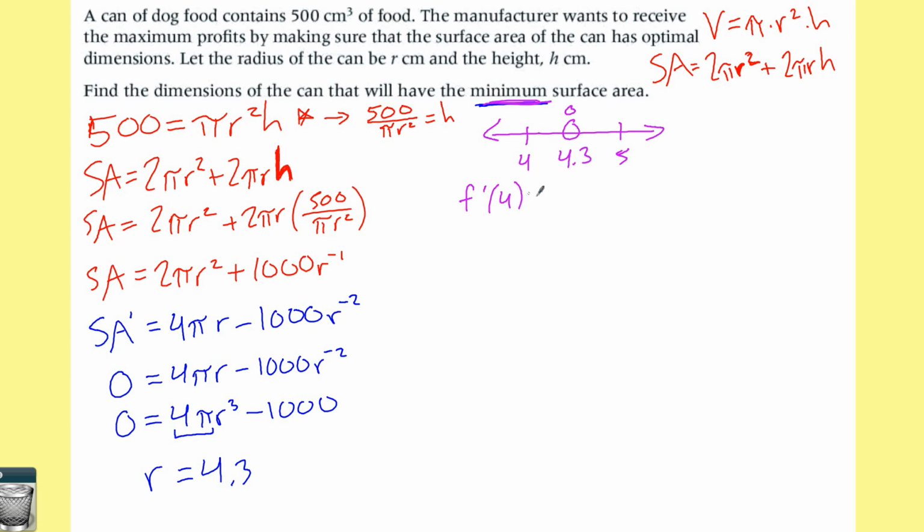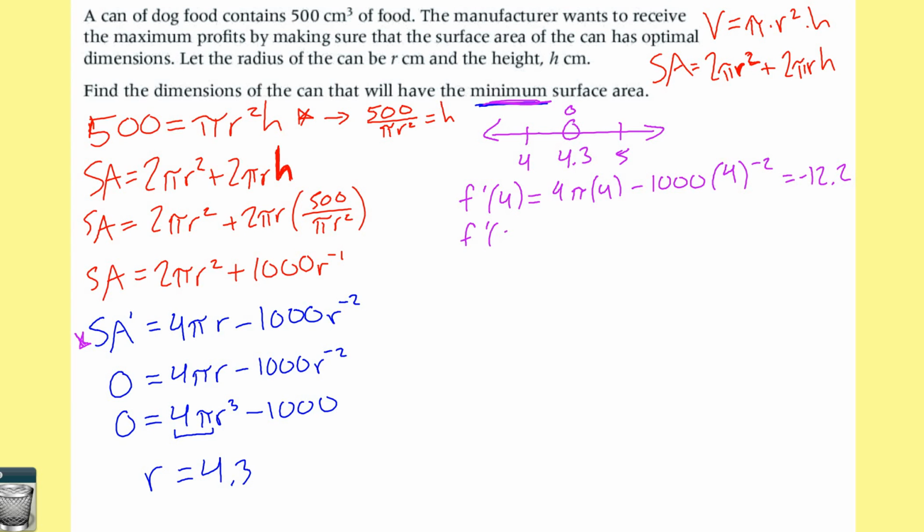So find the derivative at 4. That's 4 pi times 4 minus 1,000 times 4 to the negative 2. So we plug that in and we solve, and we get negative 12.2.